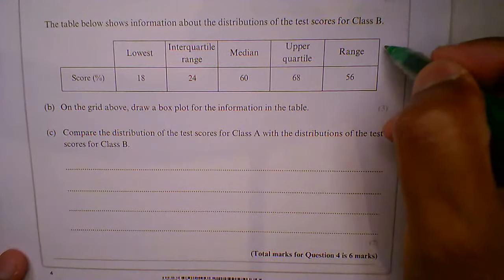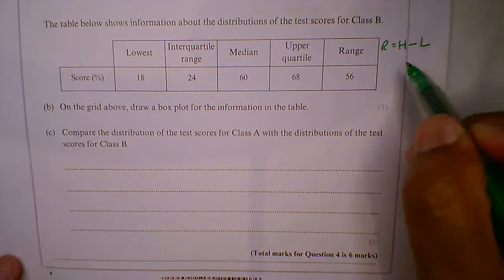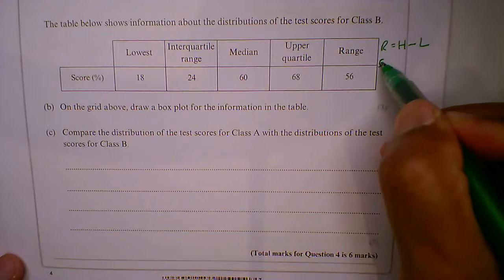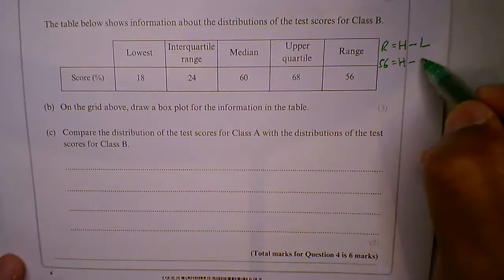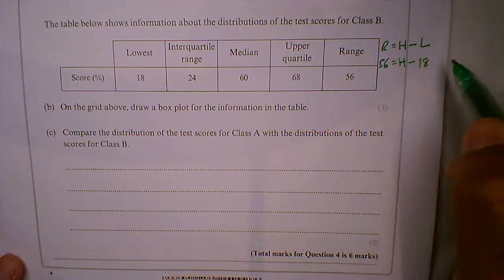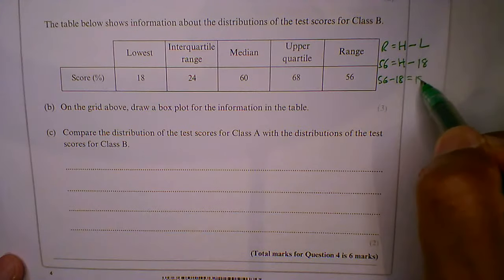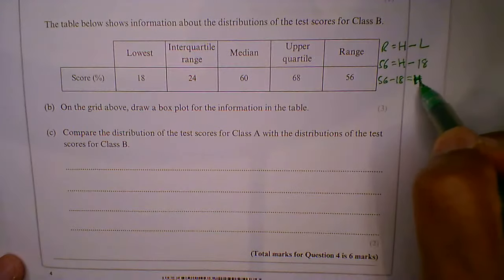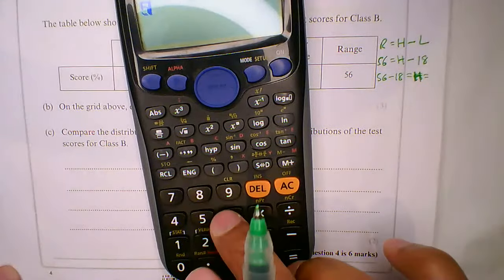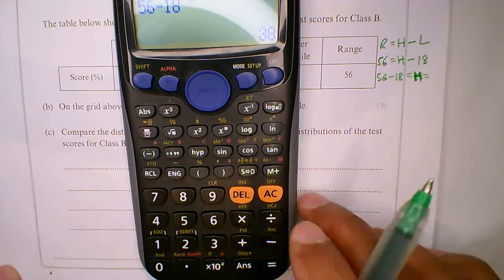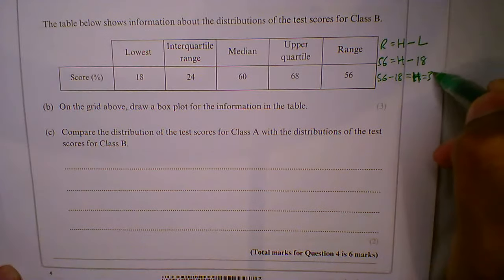So let me just write that down. Range equals the highest value take away the lowest value. So we've got 56 equals highest value, which we don't know, take away the lowest one, which is 18. So we can now work out what the highest value will be. It's 56 take away 18 gives us the highest value. So what's 56 take away 18? Gives us 38. So that will be one of our scores, 38.